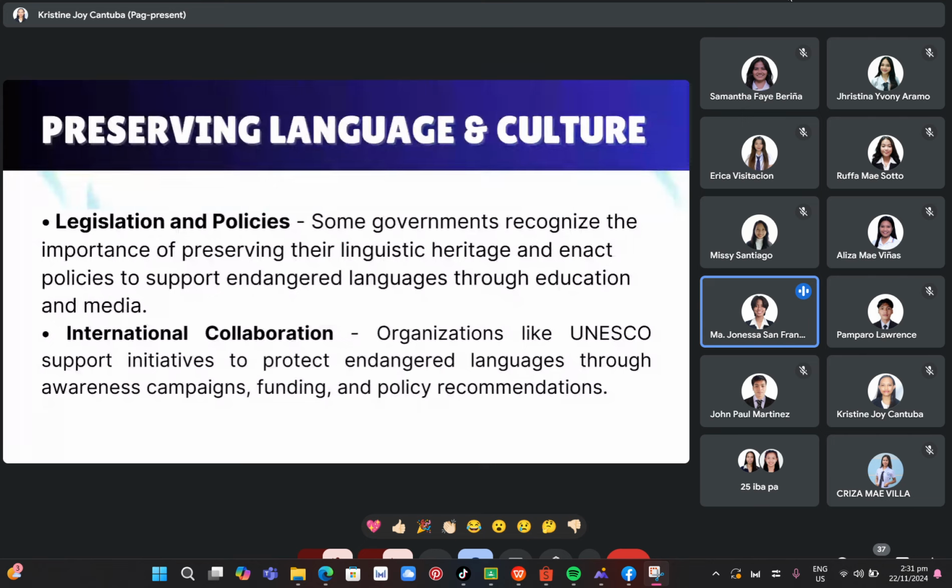Now, in this part, the United Nations Educational, Scientific, and Cultural Organization has actually adopted and implemented IMLD, which is International Mother Language Day, in 1999, and it is actually celebrated every 21st of February. This is to promote linguistic and cultural diversity, multilingualism, and language protection, because UNESCO believes that languages are powerful tools for preserving and developing heritage.